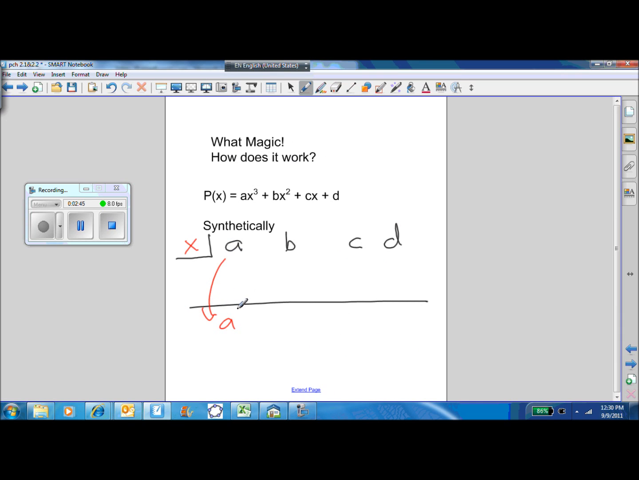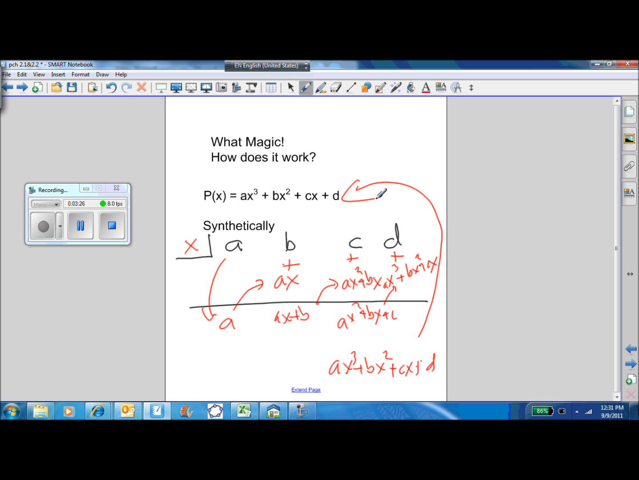We bring the a down, multiply by the number in the box, that's ax. So this is ax plus b, multiply by the number in the box, so it's ax squared plus bx. Add them up, adding in the columns, right? ax squared plus bx plus c, multiply by the number in the box, times x. So you get ax cubed plus bx squared plus cx. And then finally add, and you get ax cubed plus bx squared plus cx plus d. So that's how synthetic substitution works.